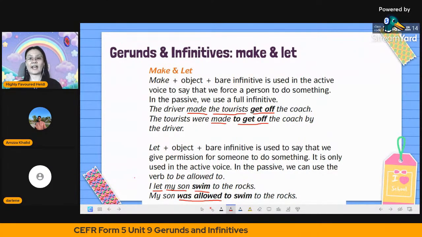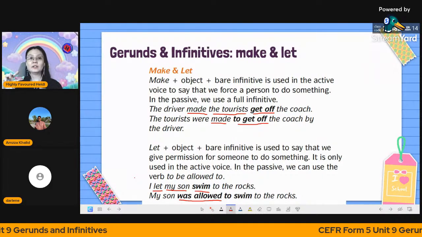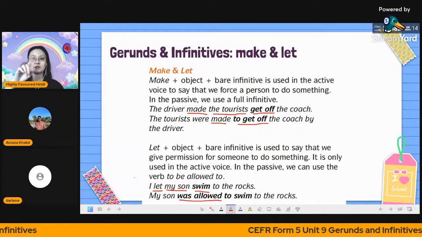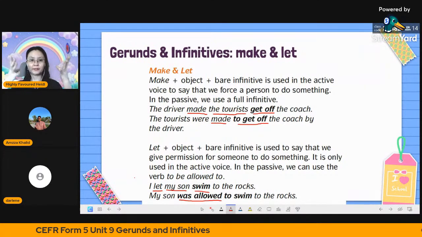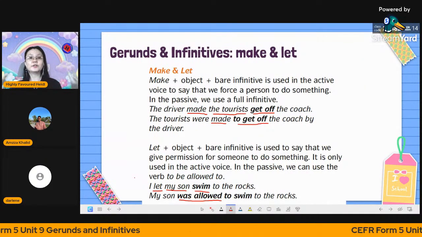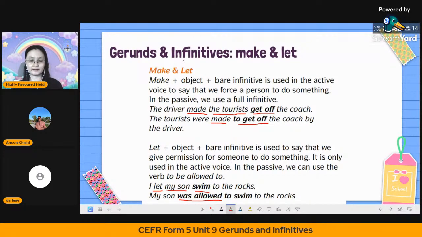All right, this is active voice, so you can change it to the passive. Passive will be the tourist first, the driver at the end. Just now the driver was the active one. Now the tourists become the passive, right? The tourists were made, so you have the past participle here. Were made to get off the coach by the driver.